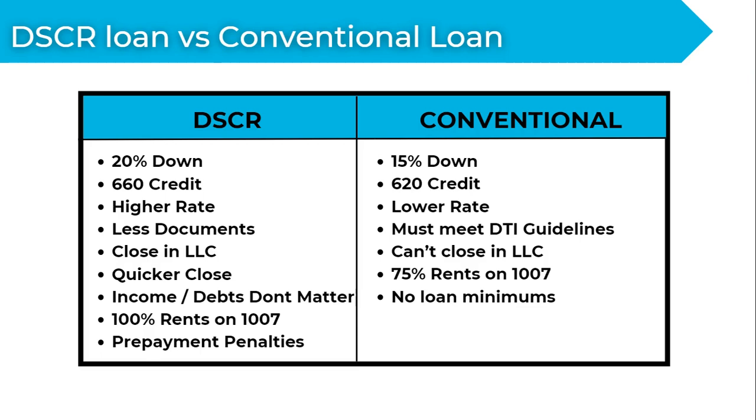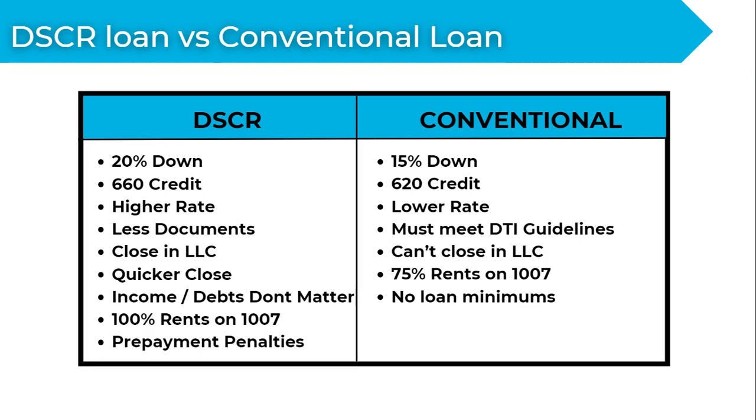With a DSCR, the typical down payment is 20%, conventional is 15%. Typical credit score, 660, conventional 620. Now, FHA and VA are different. We're just talking about conventional investment loans. You can't get an investment loan with an FHA or VA loan, so we're just talking conventional. Like I said, higher rates for DSCR loans, but less documents.